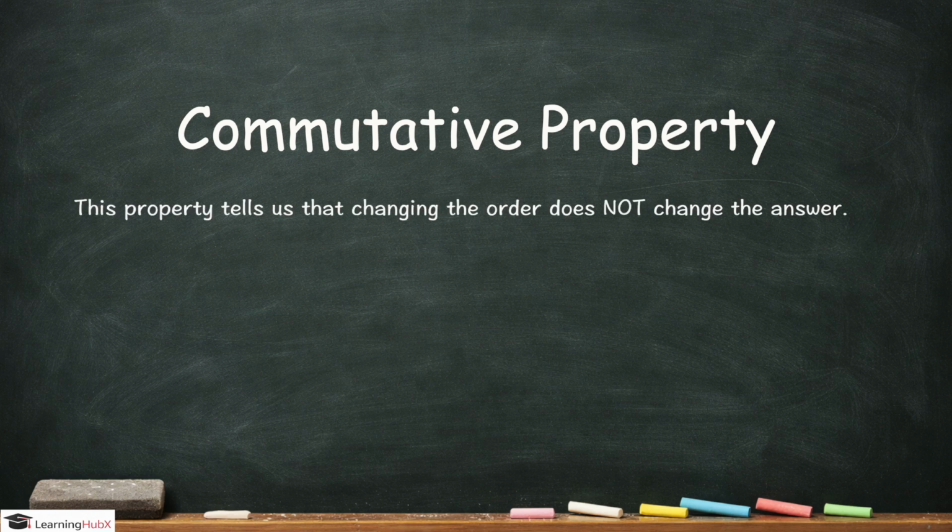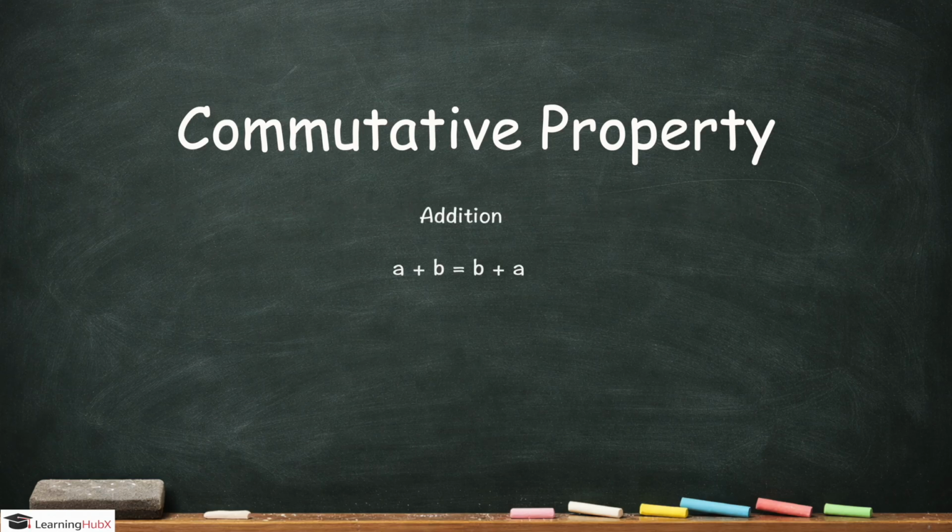This property tells us that changing the order does not change the answer. For addition, A plus B equals B plus A. For multiplication, A times B equals B times A. Now let's look at an example. 3 plus 5 equals 8, and 5 plus 3 equals 8. Even though we swap the numbers, the answer stays the same. The same applies to multiplication. 4 times 2 equals 8, 2 times 4 equals 8. So remember, changing the order does not change the result.